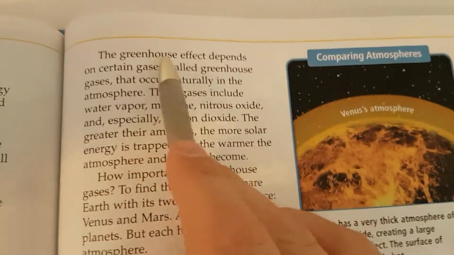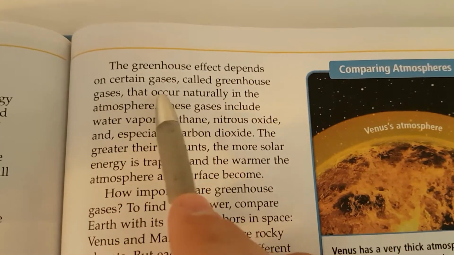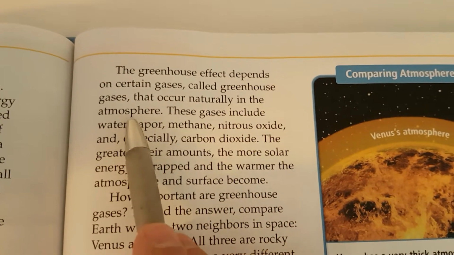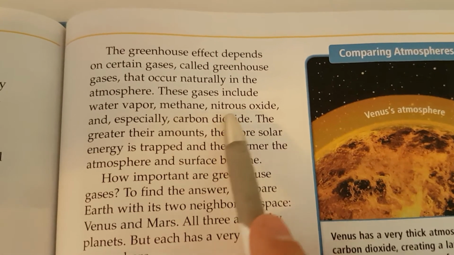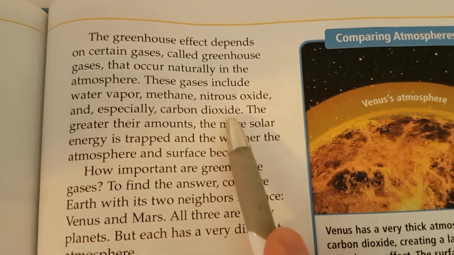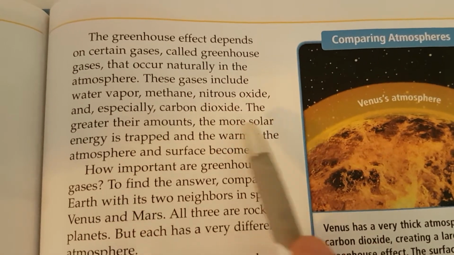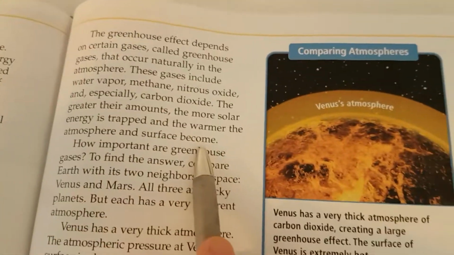All right, now we're on page 199. The greenhouse effect depends on certain gases, called greenhouse gases, that occur naturally in the atmosphere. These gases include water vapor, methane, nitrous oxide, and especially carbon dioxide. The greater their amounts, the more solar energy is trapped, and the warmer the atmosphere and surface become.